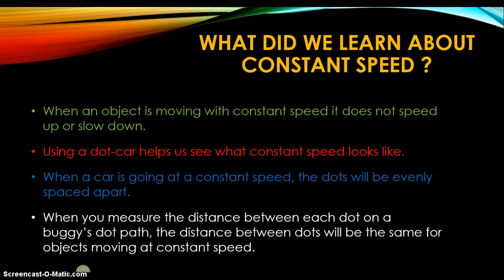And finally, when you measure the distance between each dot on a buggy's dot path, the distance between dots will be the same for objects which are moving at a constant speed. Now you know what we will be learning about in this unit.